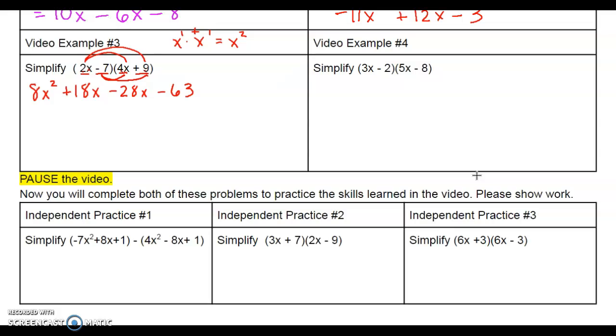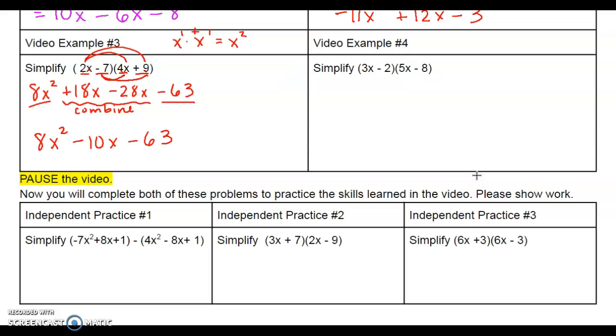Now, we look at what we have, and this is my only x squared term, so that's going to stay. These are both x's, so I can combine them. So 18 minus 28 is negative 10. This is my only integer, so that stays. Okay, so our final answer has 3 terms. All right, let's try one more of those.